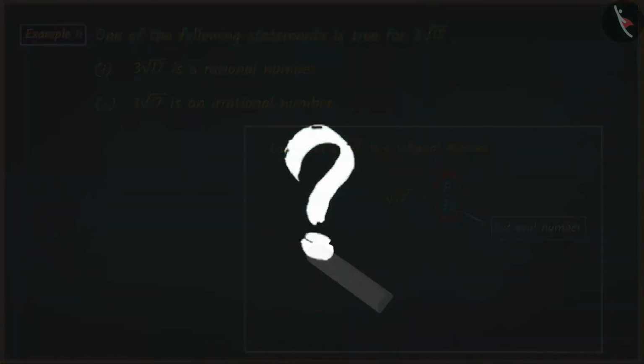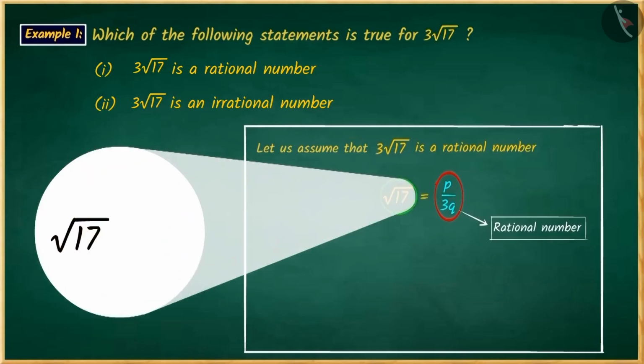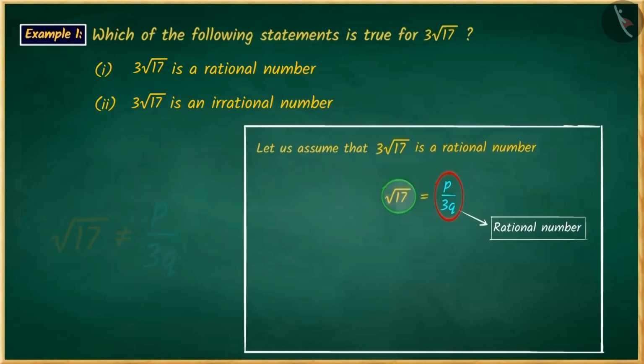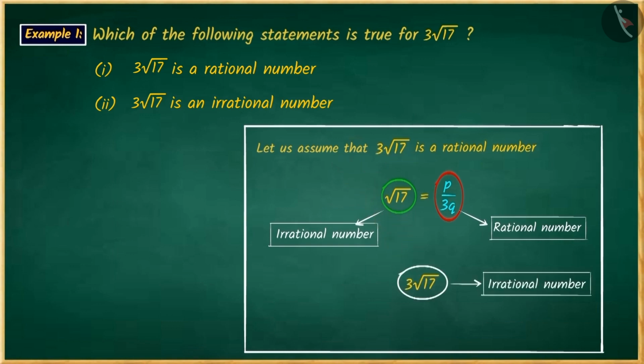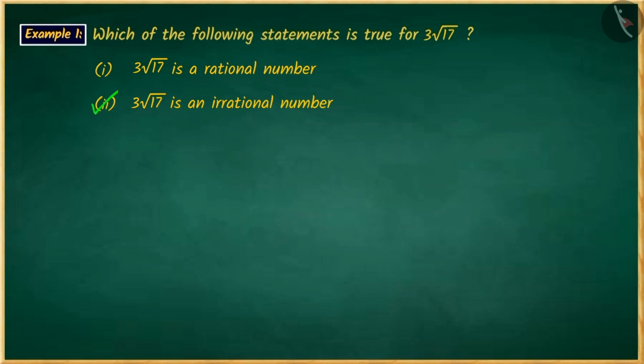Can you write square root of 17 as P upon 3Q? No. The square root of 17 cannot be written as P over 3Q. That is, it is an irrational number. This contradiction was caused due to our misconception, because we considered the square root of 17 as a rational number. Therefore, 3 square root of 17 would also be an irrational number. Hence, option 2 is the correct answer.